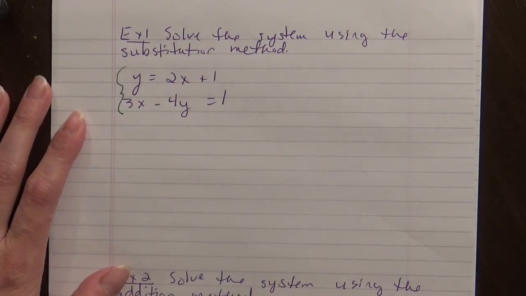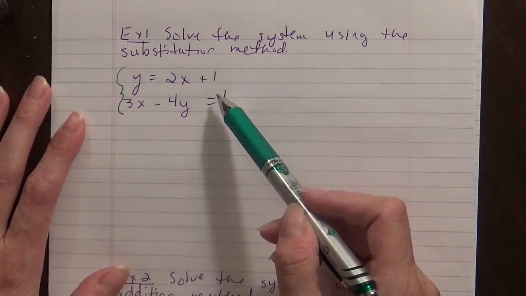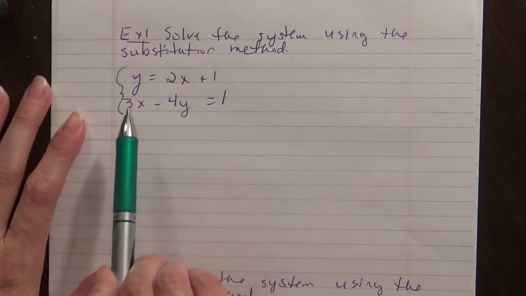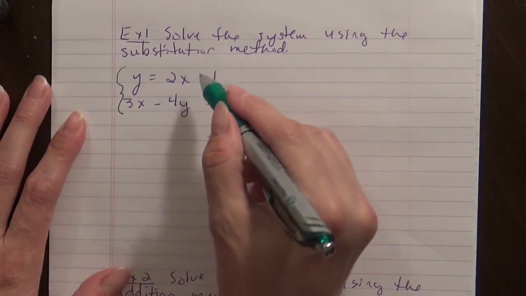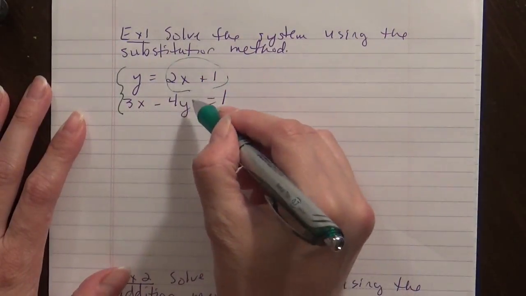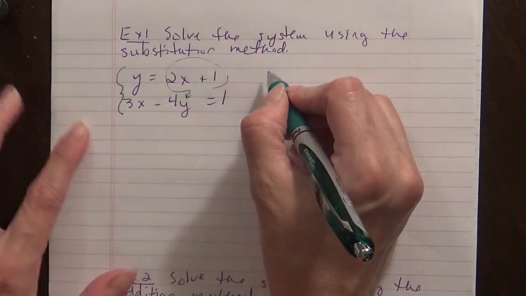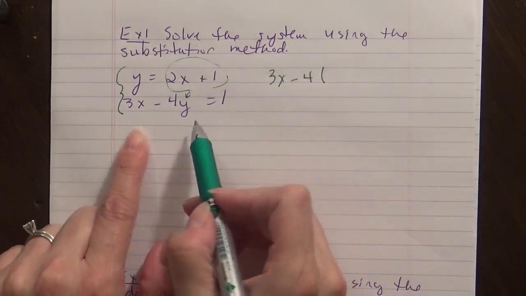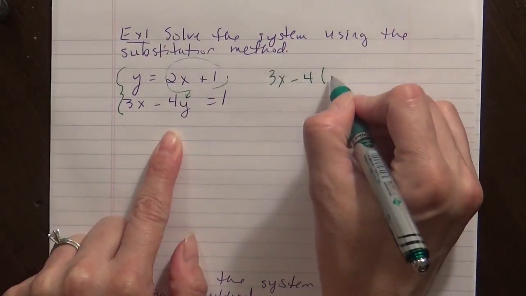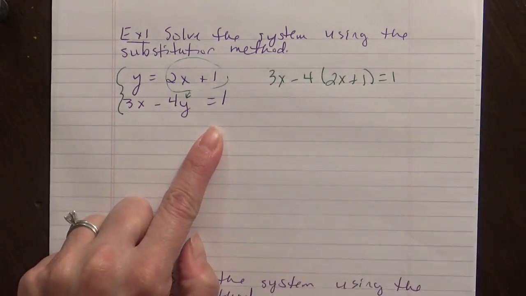Now, as far as how we're going to go about solving this, the substitution method works really well if you already have one of your equations solved for one of your variables. You'll notice the first equation is solved for y. So that makes it easy to substitute the 2x plus 1 into the second equation in place of the y. Making the substitution will give us 3x minus 4 times, and then when we come to our y, we'll put our 2x plus 1 in. And that's equal to 1.